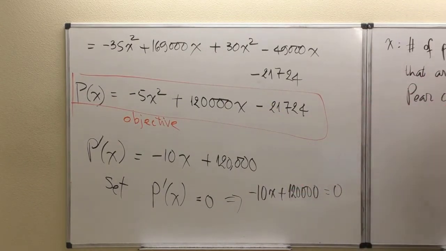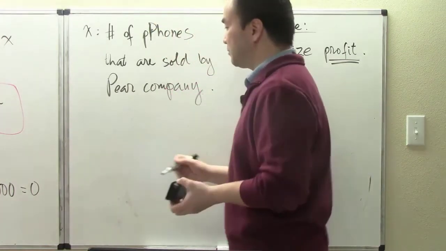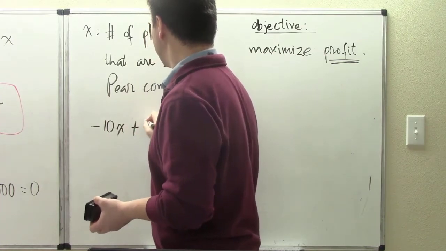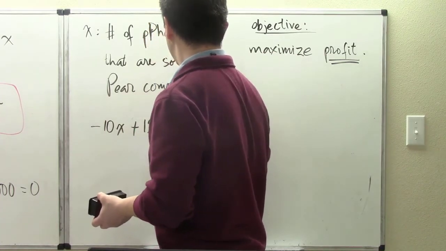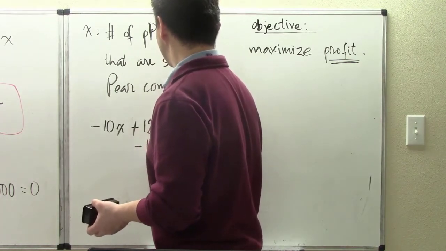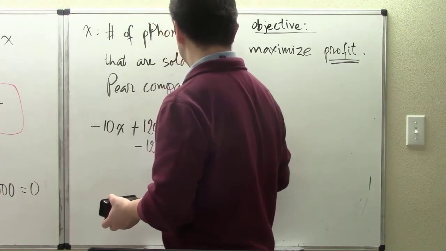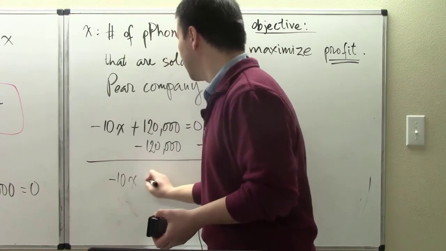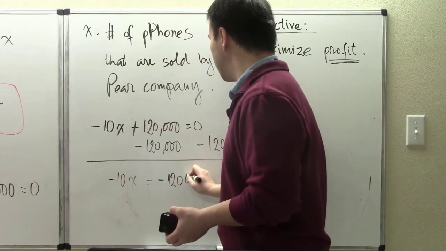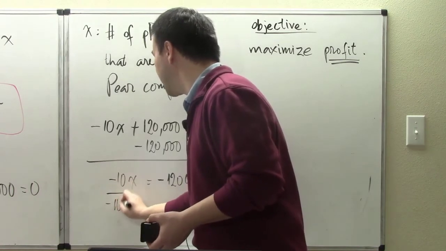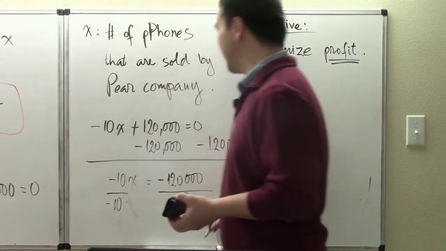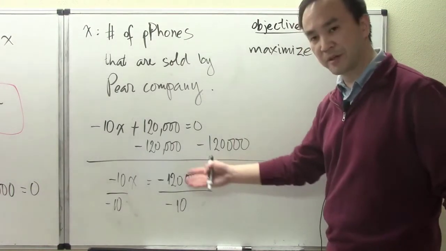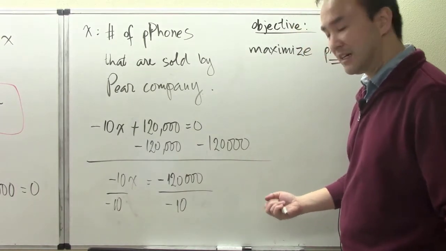All right, so back on this board right here, minus 10x plus 120,000 equals 0. I'm going to subtract 120,000 from both sides, and that leads me to minus 10x equals negative 120,000, and dividing both sides by negative 10. Anyone viewing this video is expected to be in calculus, at some level, so you should be familiar with any of these steps that I'm doing for the algebra of solving the equation.